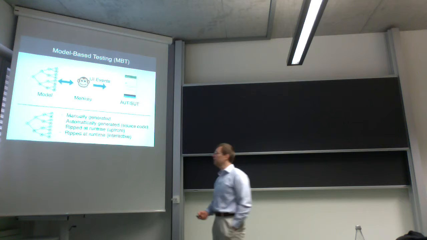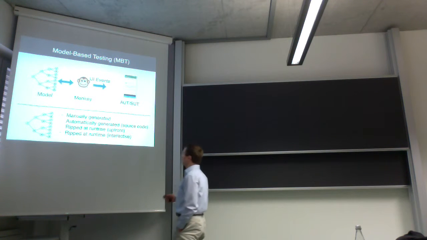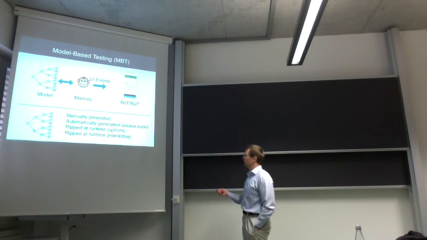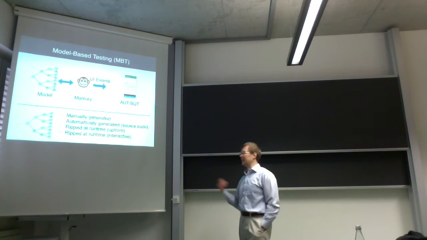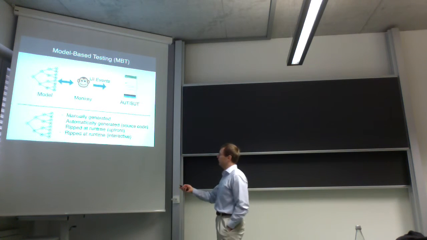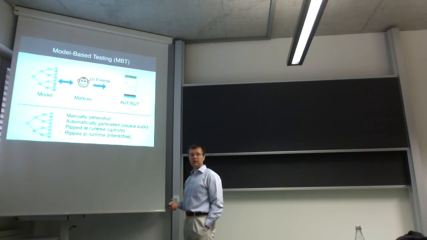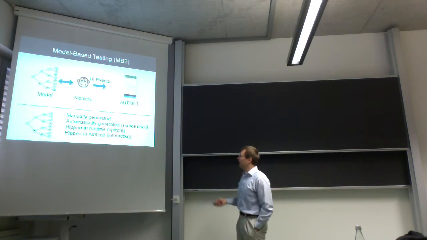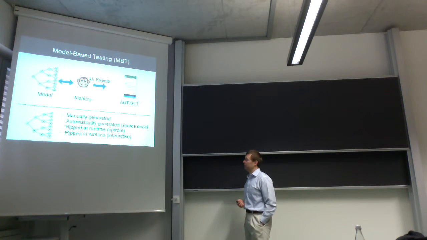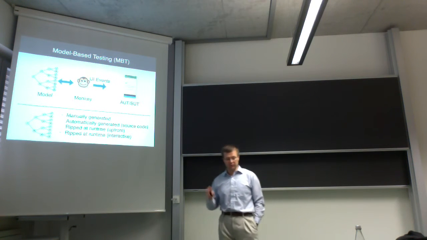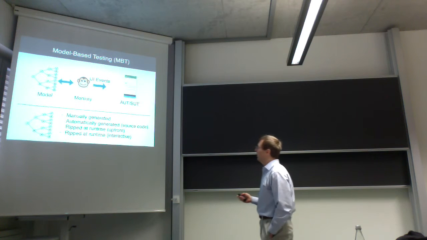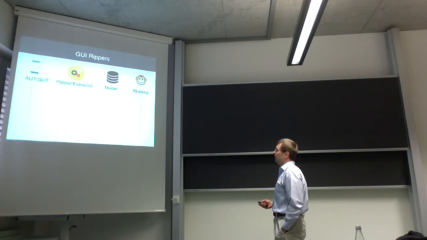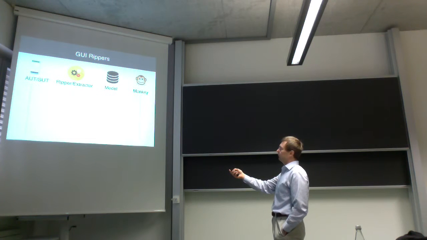We can have fully automatically generated models, which are built from the source code by relying on static analysis. We can have approaches which rely on dynamic analysis, and these models can be ripped at runtime, when you run the application. These models can also be ripped upfront, in other words, before you actually use the application. There are different ways to actually run these approaches.